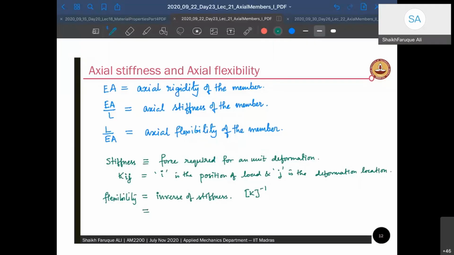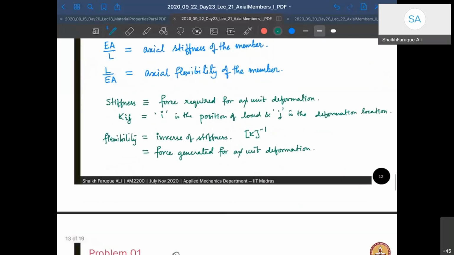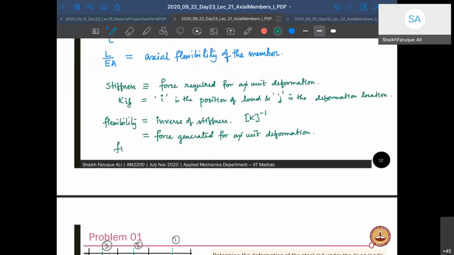So if you give a unit deformation, what are the forces being generated? Force generated for unit deformation. Okay, so this is again Fij. Inverse.